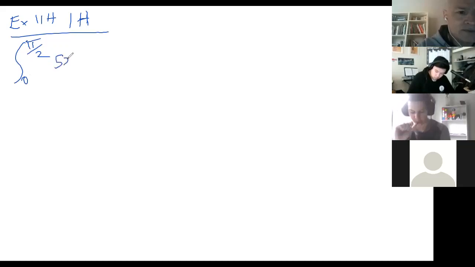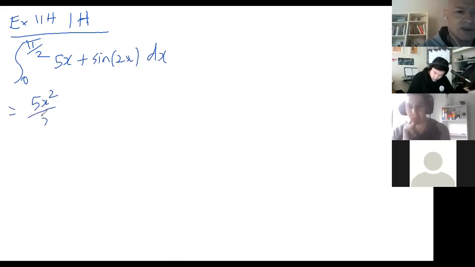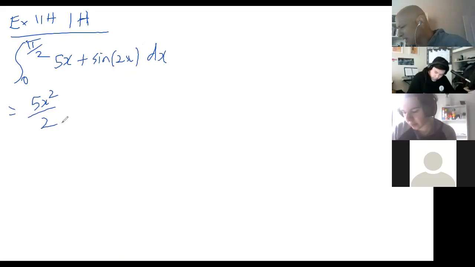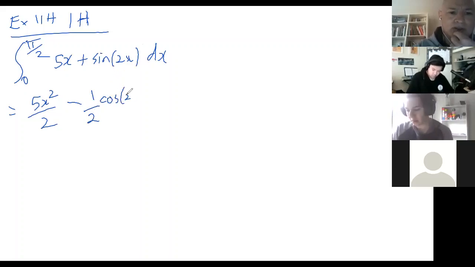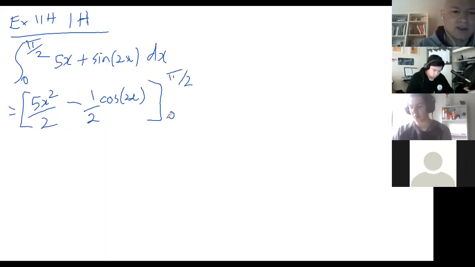5x plus sine 2x dx. Okay, well, let's integrate the 5x. So when we integrate the 5x, we should get 5x squared divided by 2. Yeah, that's positive. Okay. Integrate sine. So when we differentiate sine, we get positive cos. So when we integrate it, we're going to get a negative. So there's my negative. Differentiate this is 2. So again, we get 1 divided by 2 cos of 2x between pi on 2 and 0.